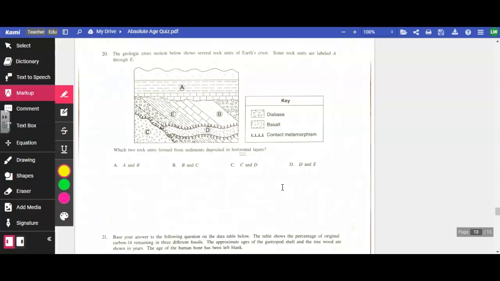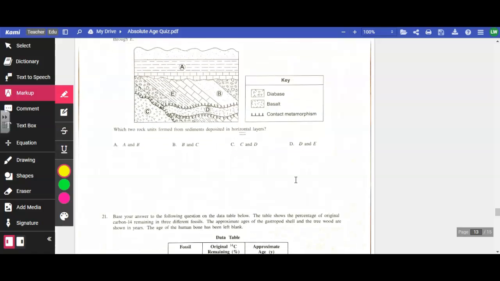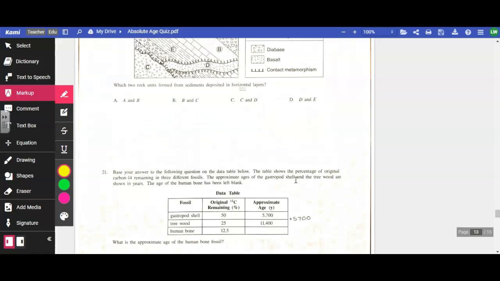Number 20 says the geologic cross-section below shows several rock units of Earth's crust. Some rock units are labeled A through E. Which 2 rock units formed from sediments deposited in horizontal layers? Is it A and B, B and C, C and D, D and E? Remember, horizontal goes left to right. So which sediments do we see going left to right? Deposited left to right.